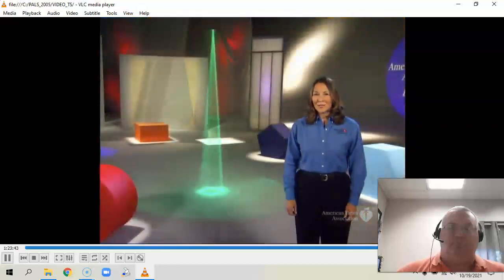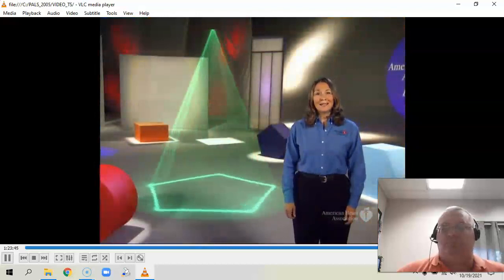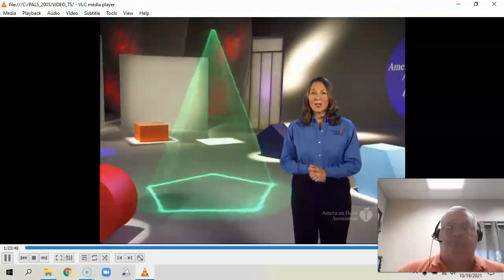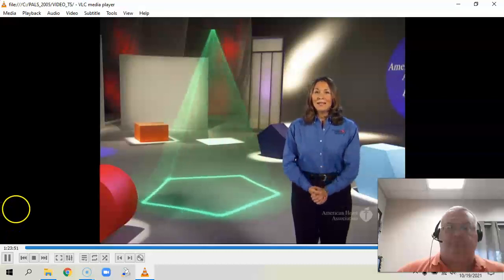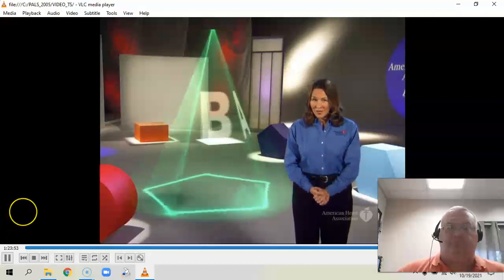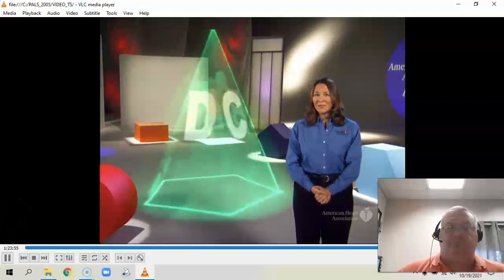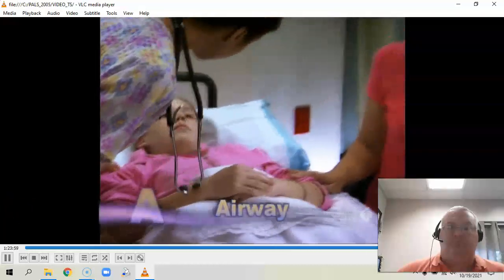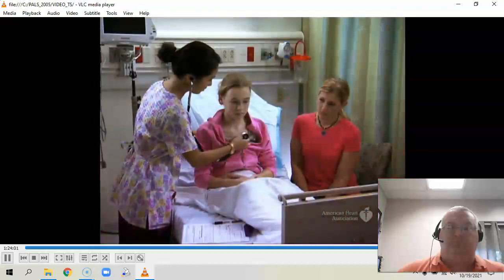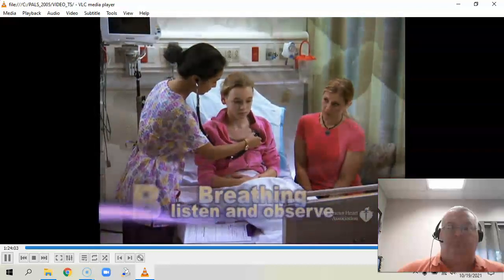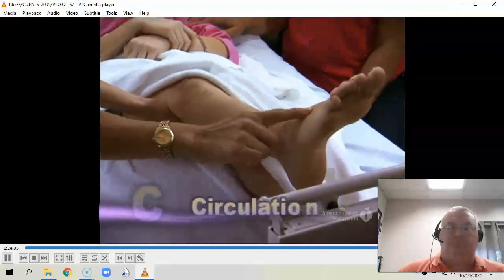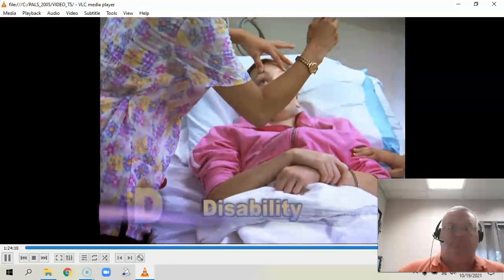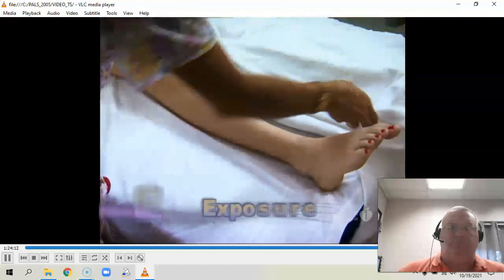The primary assessment, or ABCDE assessment, consists of an actual hands-on evaluation of the child. ABCDE stands for airway, breathing, circulation, disability, and exposure. The primary assessment is comprised of a physical exam, focused on assessing the ABCDE components and obtaining vital signs, including pulse oximetry if available.